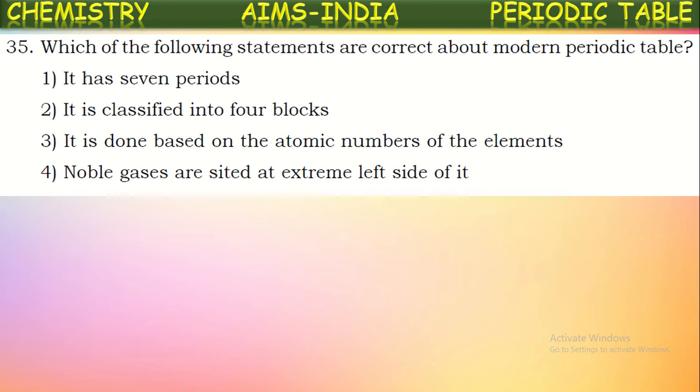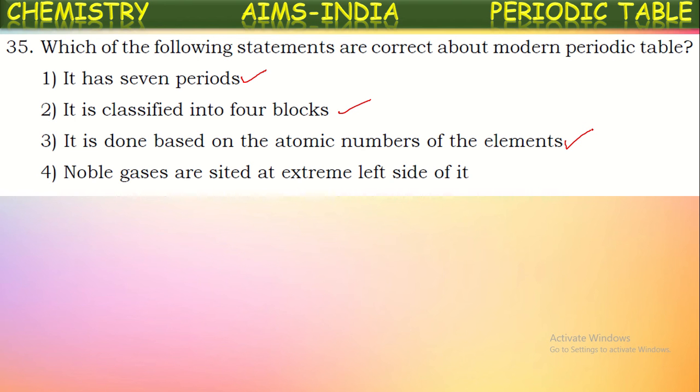Okay. Next, which of the following statements are correct about the modern periodic table? See, some statements are given about the modern periodic table. Let us find which are correct. It has 7 periods. Yes, of course. The modern periodic table has 7 horizontal rows which are called periods. It is classified into 4 blocks. Yes, the modern periodic table is classified into 4 blocks. They are S, P, D and F blocks. It is done based on the atomic numbers of the elements. Yes, it is also correct. The modern periodic table is constructed based upon the atomic numbers and electronic configurations of the elements.